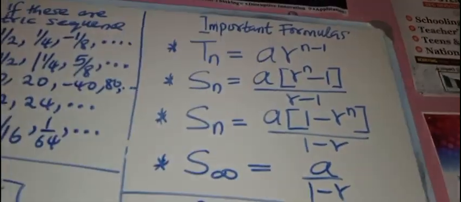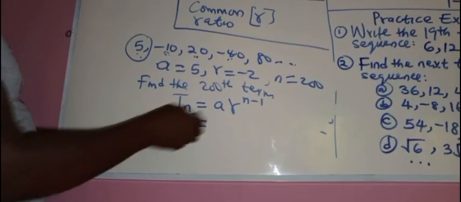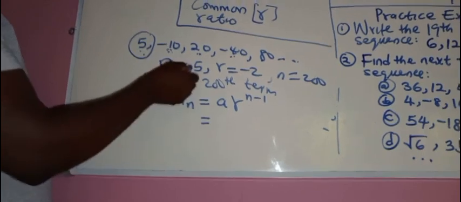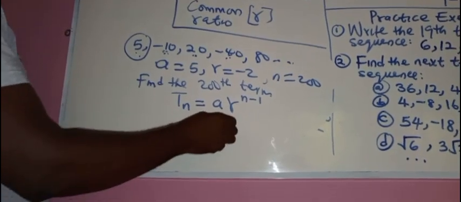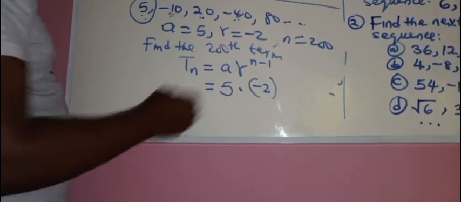You can use this nth term formula, Tn equals A R raised to the power n minus 1, to find any term. So in this case now, you are looking for the 200th term. It means n is 200. So you use that formula, which is Tn equals A R raised to the power n minus 1. Is that clear? Okay, now this will be equal to A, the first term, 5, dot common ratio, minus 2.